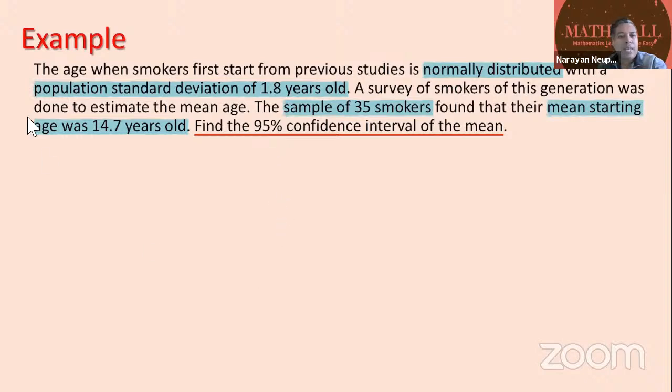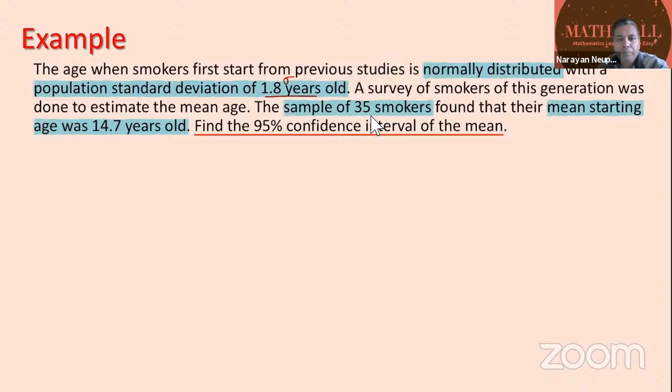So here, what they have given is the age when the smokers first start from the previous studies is normally distributed. So if we talk about the age of all smokers in the world, then that population is normally distributed with the population standard deviation of 1.8 years. So the standard deviation of the population is 1.8 years. So that is your sigma. Okay, sigma is 1.8 years.